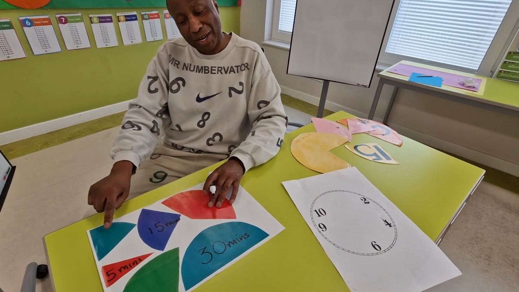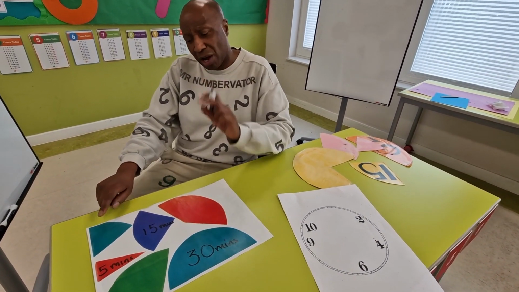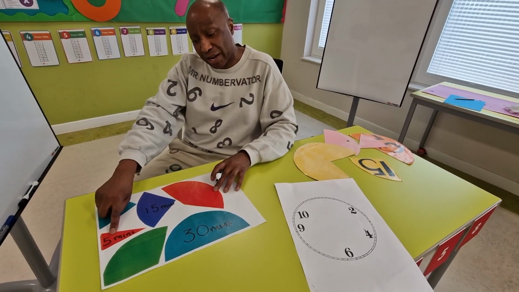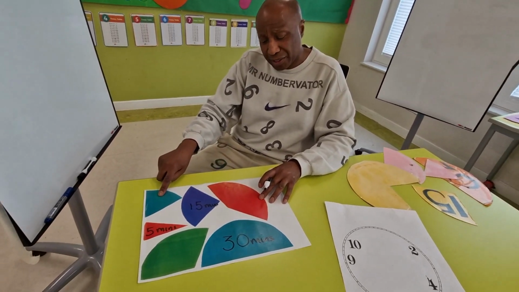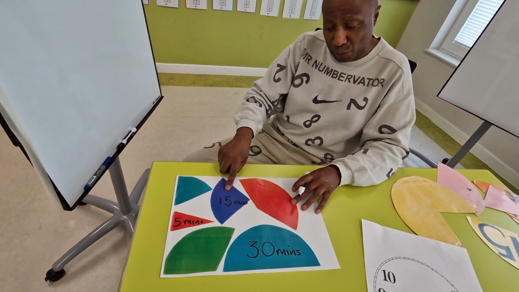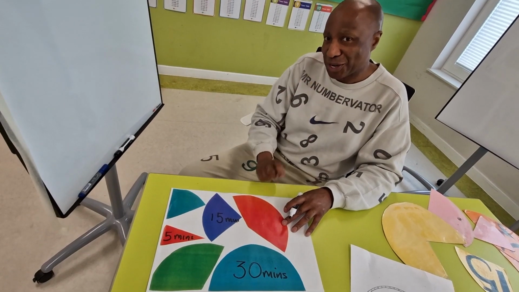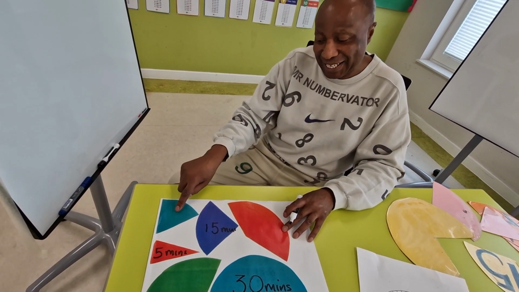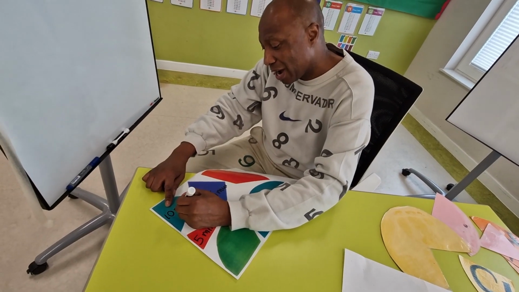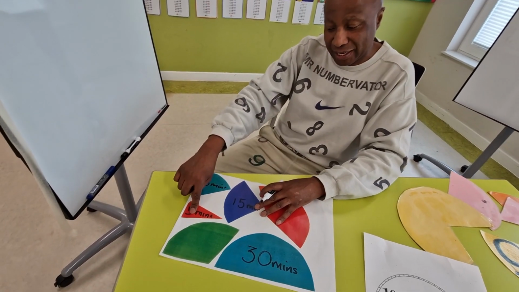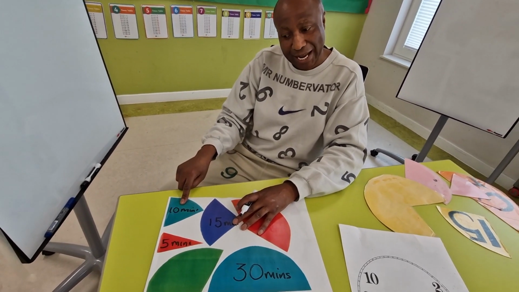I wonder if anyone can work out how many minutes that one is worth. Because I know that this is worth 5 and this is worth 15 minutes. And this one is smaller than this one, but bigger than that one. Yes, you've got it correct. This is worth 10 minutes because I can fit 2 of these into that one. And 5 plus 5 makes 10.